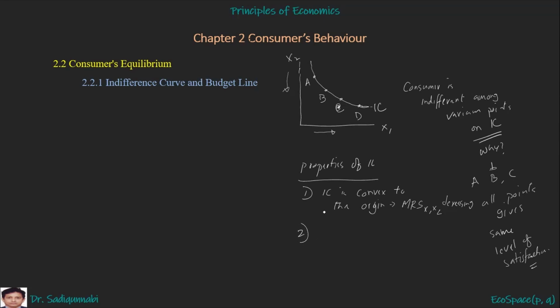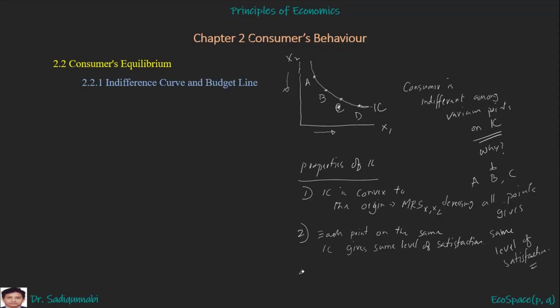Property number two: each point on the same IC gives the same level of satisfaction. Why the same level of satisfaction? Because utility is constant on the curve.